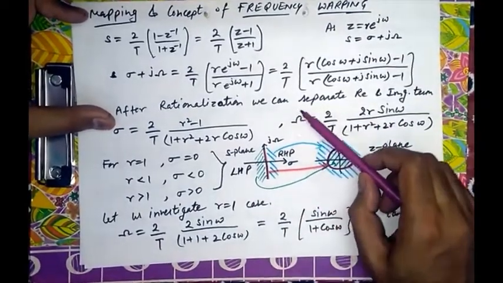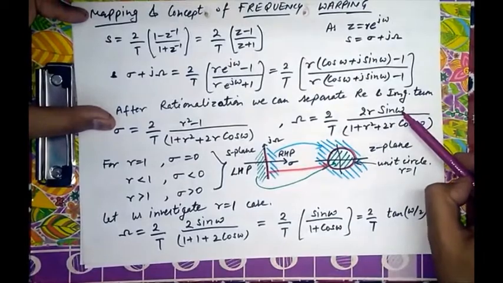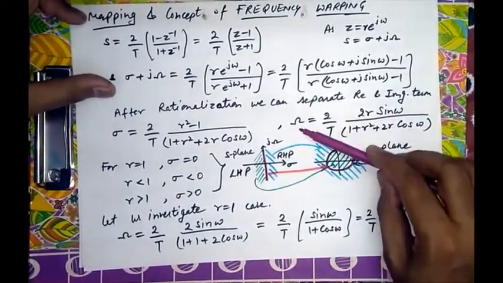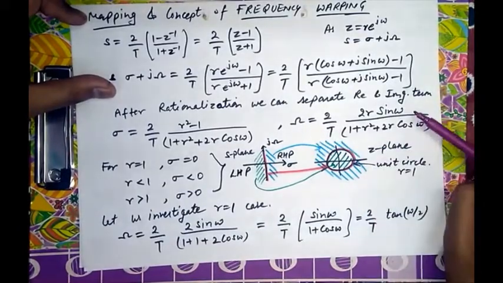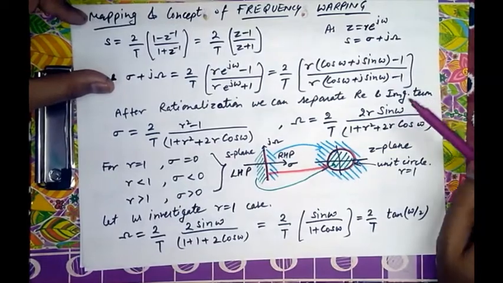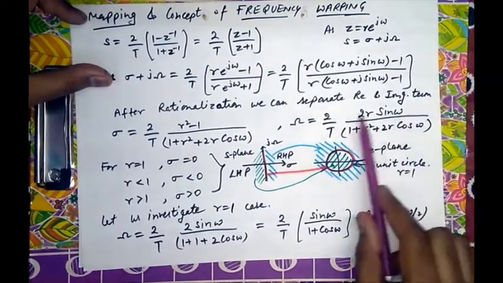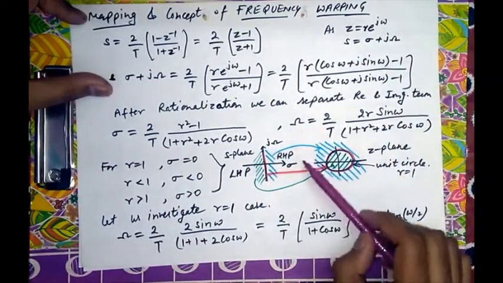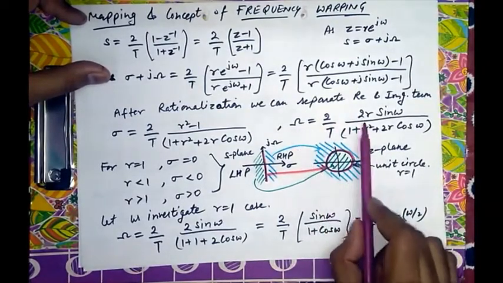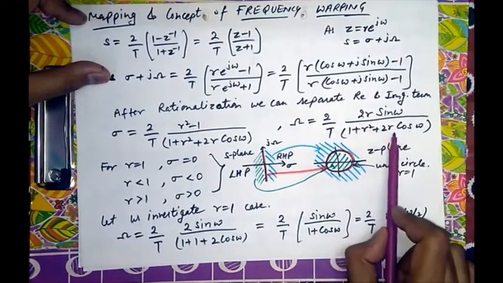It may sometimes be called omega, but because the other is also omega, so as not to be confused, I can call it Omega or w as suitable. It is nothing important, because it is the representation of analog and digital frequencies. So Omega is equal to 2 by T times 2r sin omega upon (1 plus r square plus 2r cos omega).